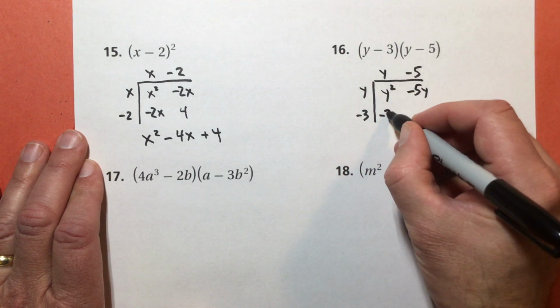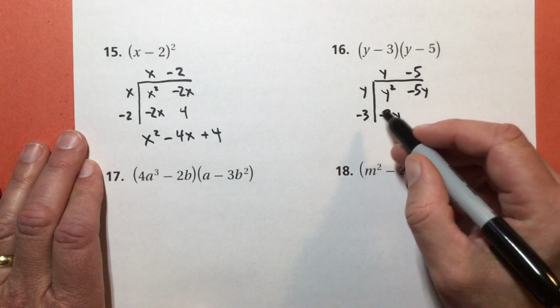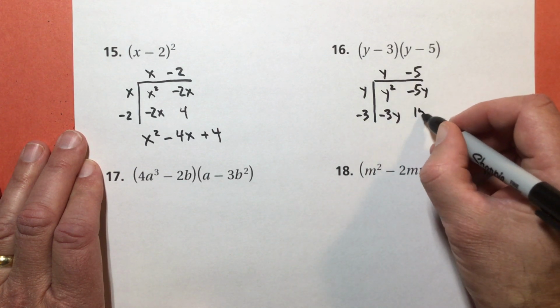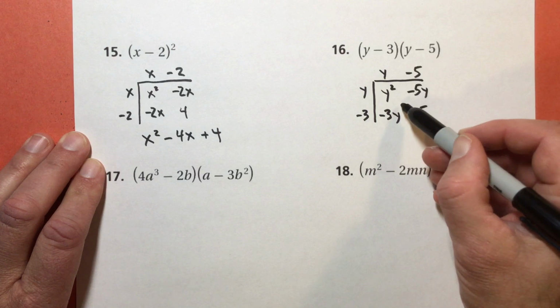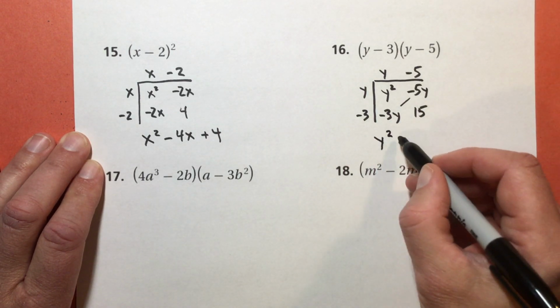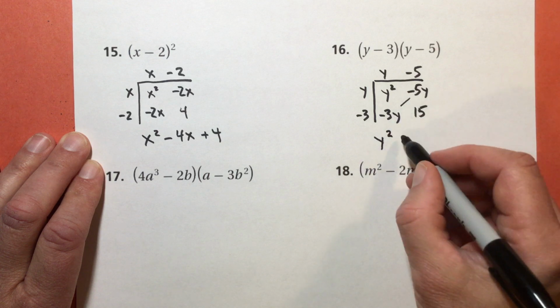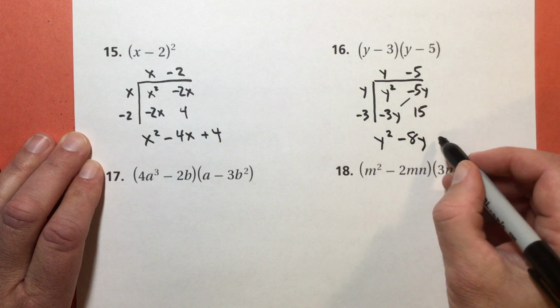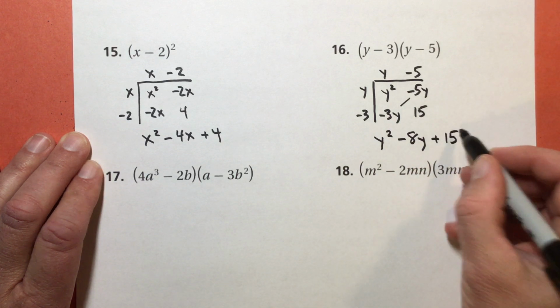-3 times y is -3y. And -3 times -5 is +15. And these two are like terms, so I can add and get y to the second power. -3 plus -5 is -8y plus 15.